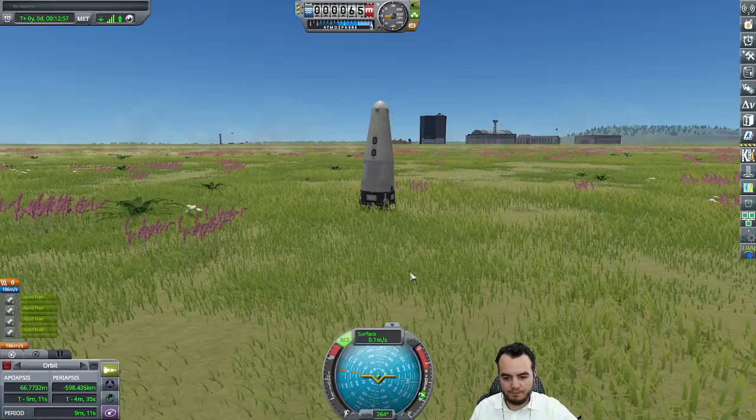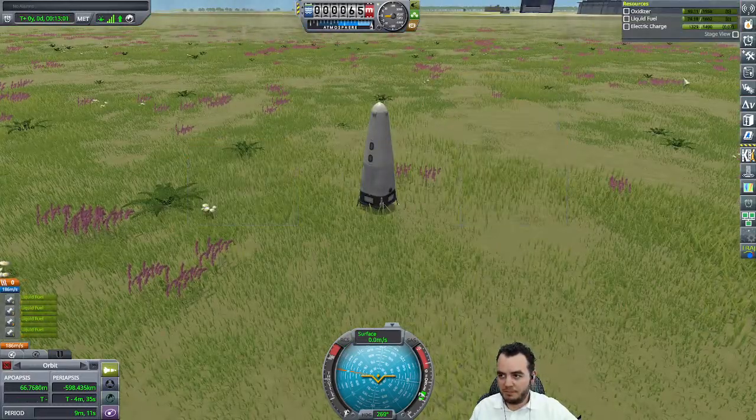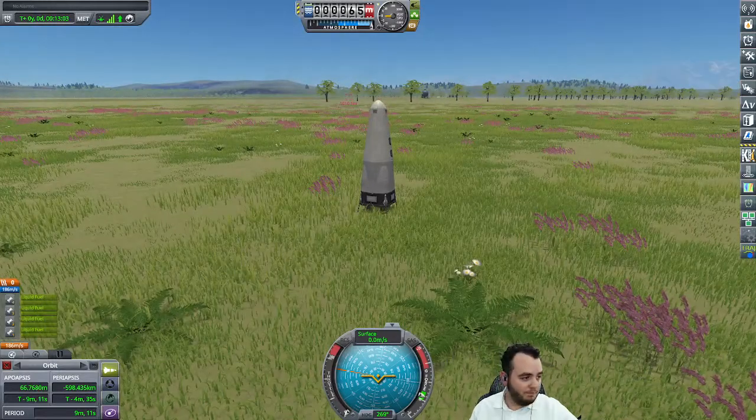And boop, nice and safe. We did a little bit better on our fuel consumption that time. All right, well, not bad, right?